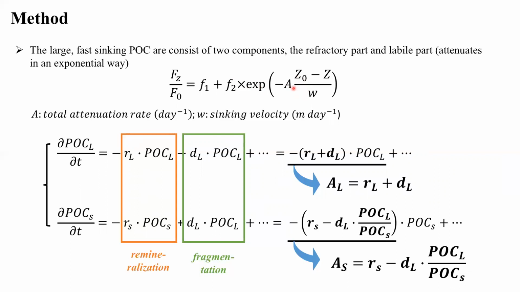So for the small POC and labile large POC, the attenuation rate is determined by the remineralization and fragmentation. And for the labile large POC, the total attenuation rate is a sum of both. But for the small POC, it's a little bit complicated. The attenuation rate is modulated by the fragmentation rate and the ratio between two POC classes.